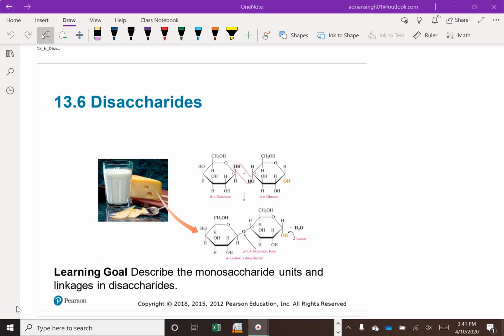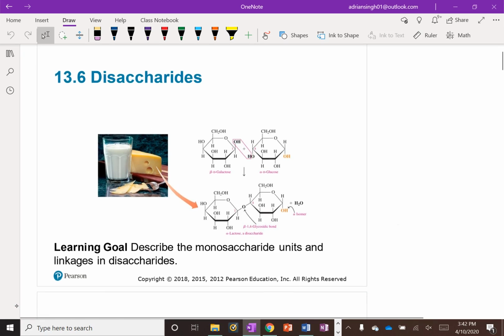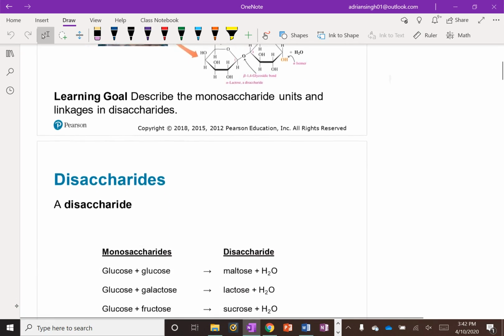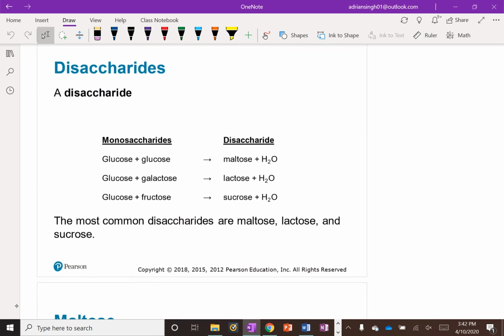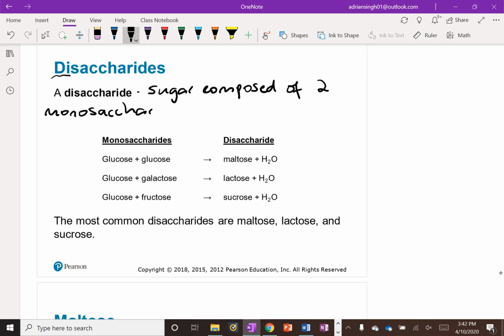So in the previous section, we were talking about the simplest types of sugars, which are the monosaccharides. In this section and the subsequent one, we're going to be taking a look at bigger and bigger sugar molecules. So then the next level up of sugar, known as our disaccharides, and the prefix here kind of tells you how big they are or what they're made up of, right? So a disaccharide is a sugar composed of two monosaccharides joined together.